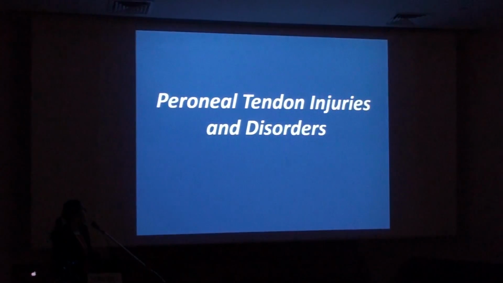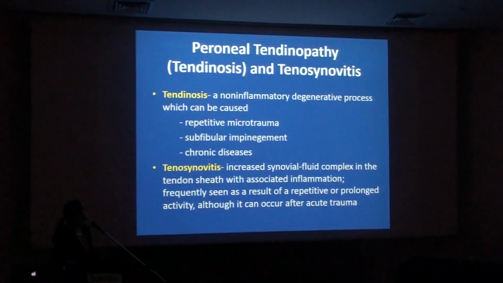Now I'm going to talk about peroneal tendon injuries and disorders. First of all, to mention tendinosis, which is a non-inflammatory degenerative process that can be caused by repetitive microtrauma, subfibular impingement, and chronic diseases. While tenosynovitis represents increased synovial fluid in the peroneal tendon sheath associated with inflammation, and is frequently seen as a result of repetitive trauma or prolonged activity, although it can be seen after acute trauma.